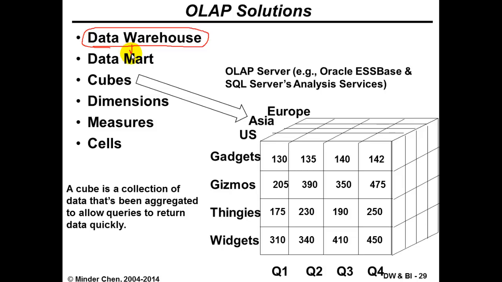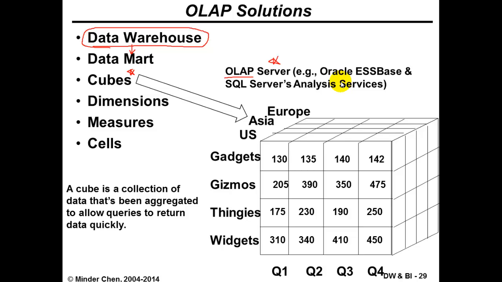And you could generate a subset of the data and put it in the so-called data mart, which is almost like a smaller data warehouse. In order to allow the user to interact with this type of data, it's more efficient and friendly to transform the data from the data warehouse or data mart into so-called cubes, into OLAP cubes, online analytical processing cubes. And usually we have to rely on some kind of specialized OLAP server or engine to help us manage the data in these cubes.